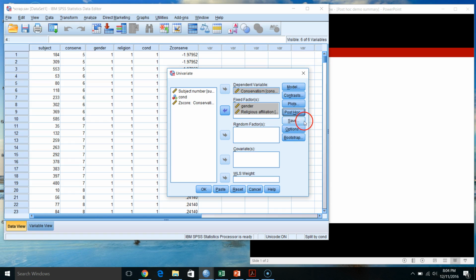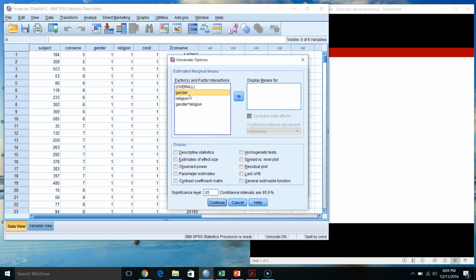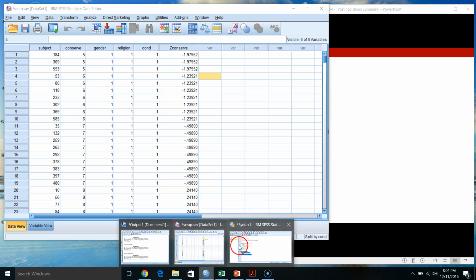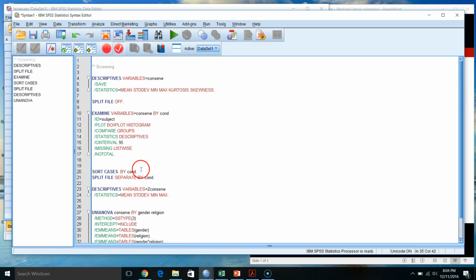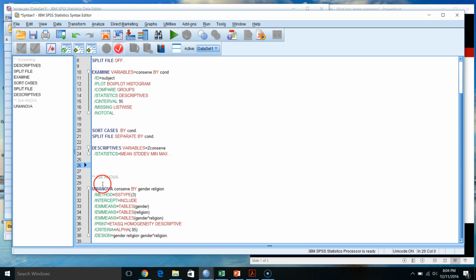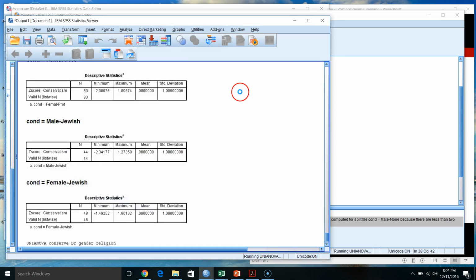Not going to save any values. Options: we'll get marginal means for each one of these groups. We're going to ask for descriptive statistics, estimates of effect size, and our homogeneity of variance tests. Okay, so hit continue, and we'll hit paste. Call this 2x4 ANOVA, and go through and run it.